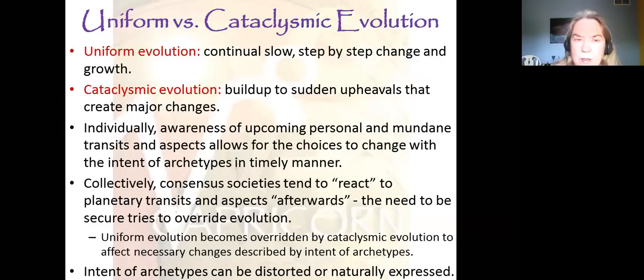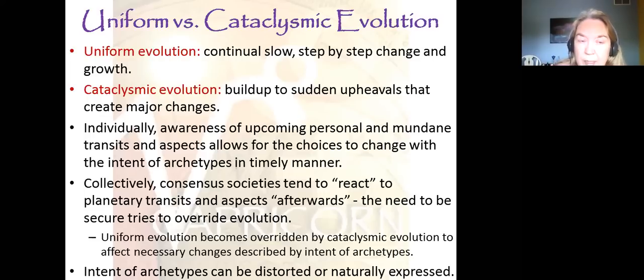One of the things that I have observed over the 3 decades I've been with evolutionary astrology is that on an individual basis, when we're aware of all of these upcoming transits and aspects to our natal chart, we can turn that into proactivity, and we can work with the intents of the archetypes and make the changes that we keep getting these intuitive hits on in regards to how we need to evolve in our life some way.